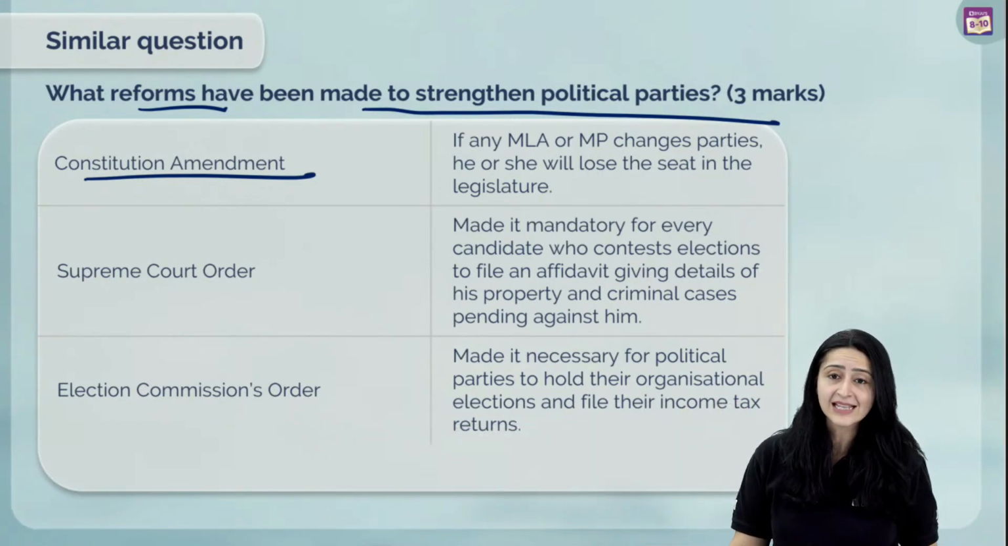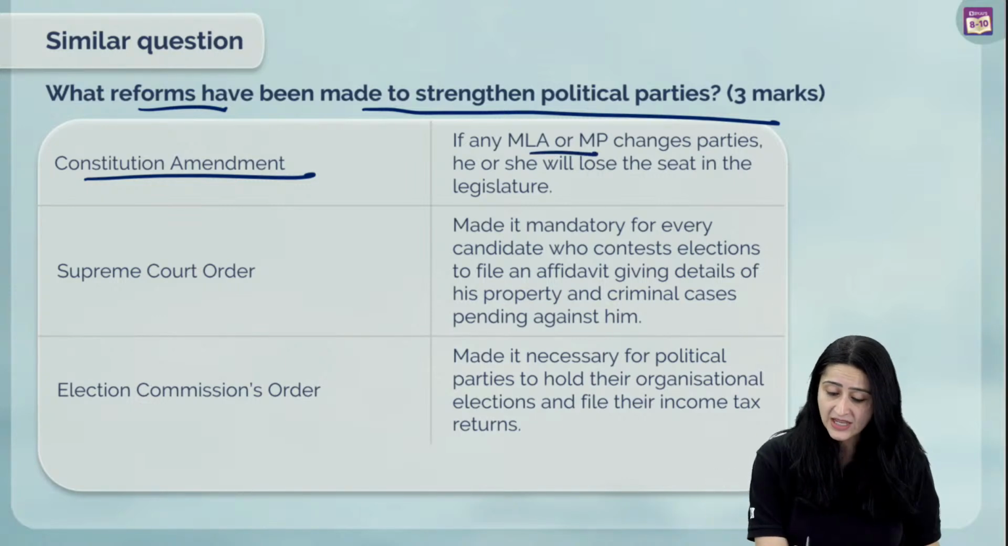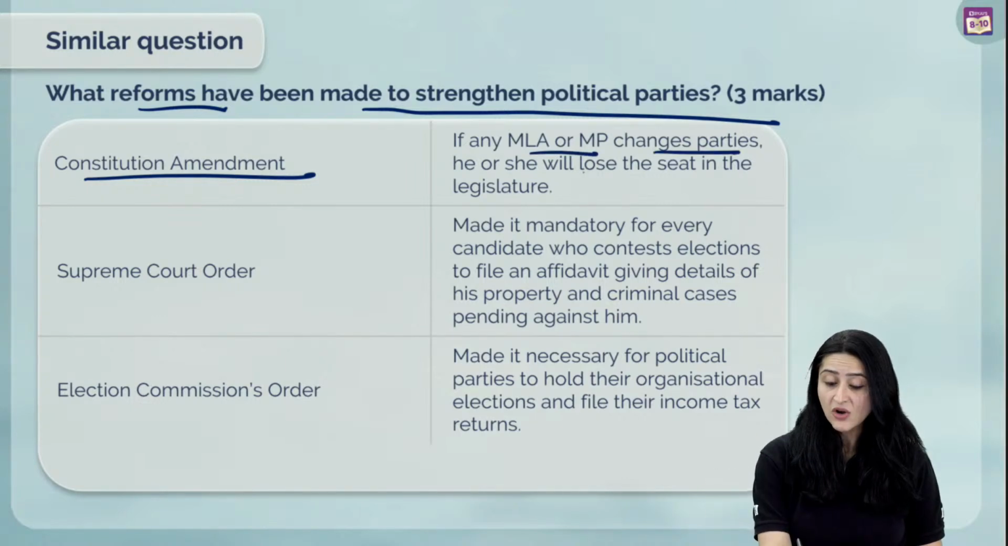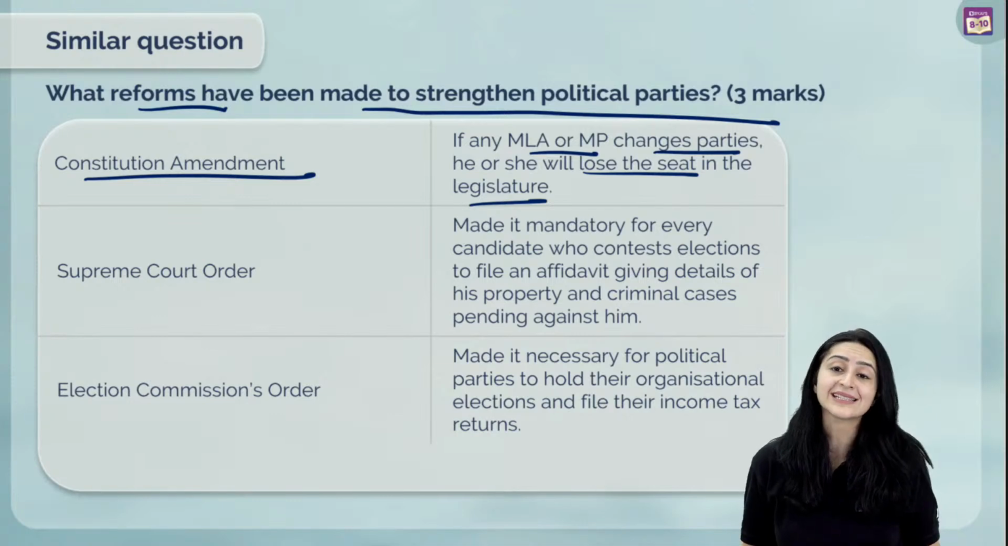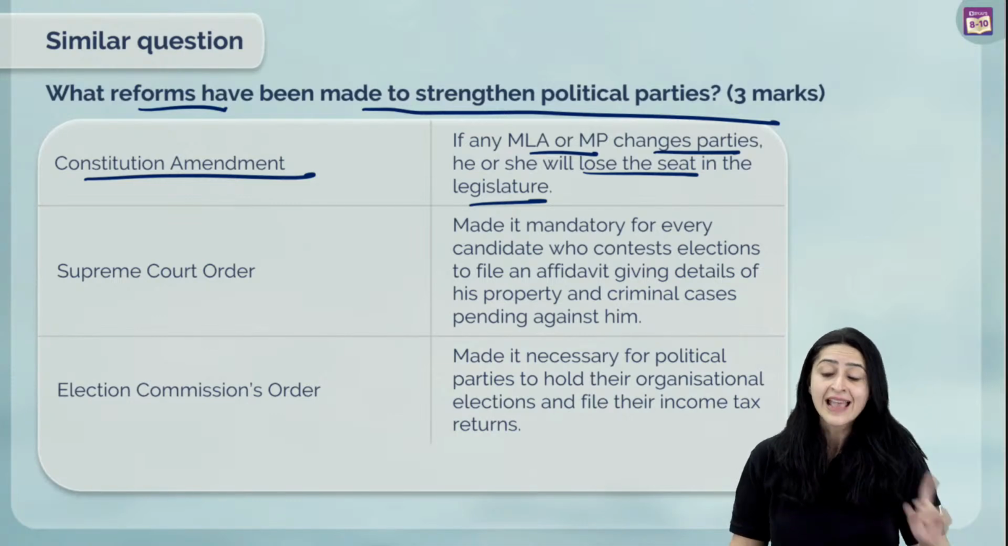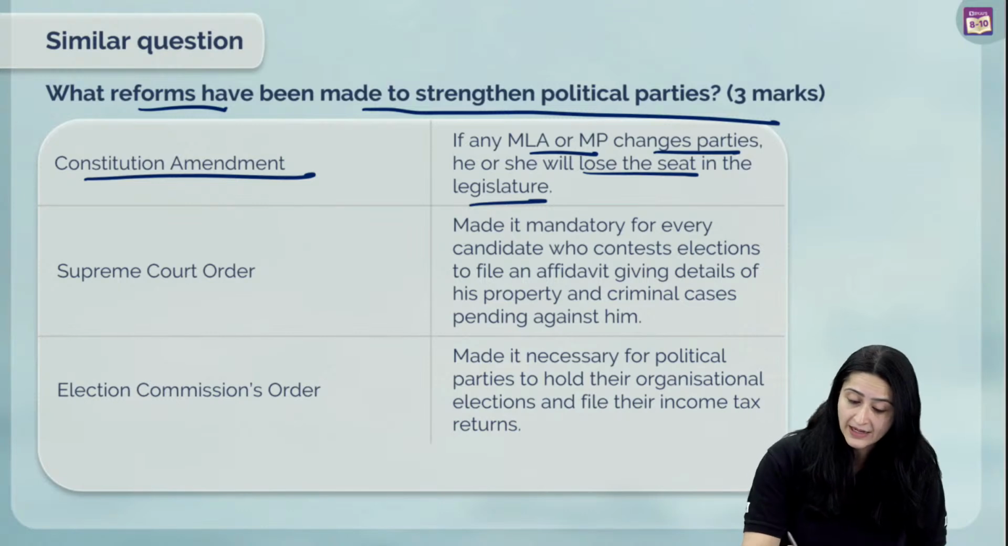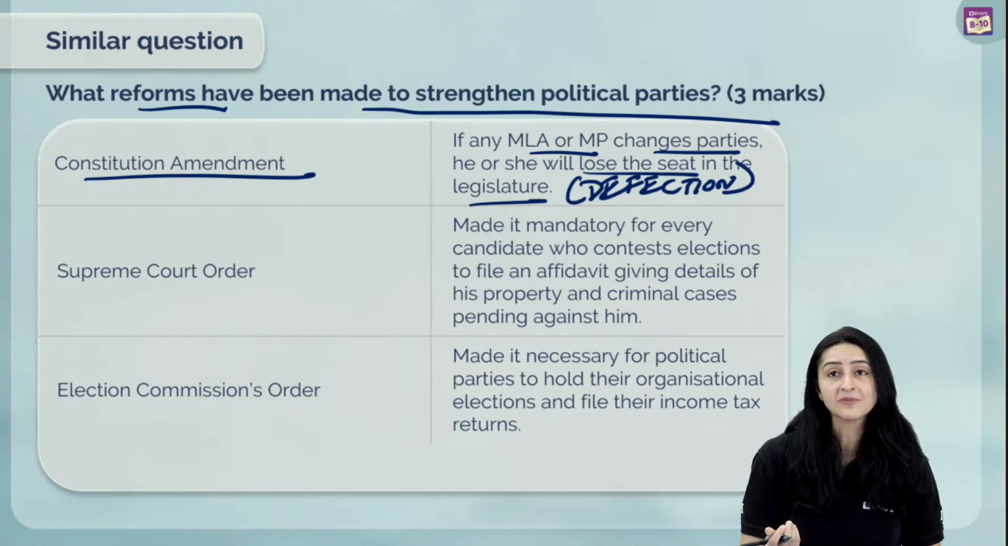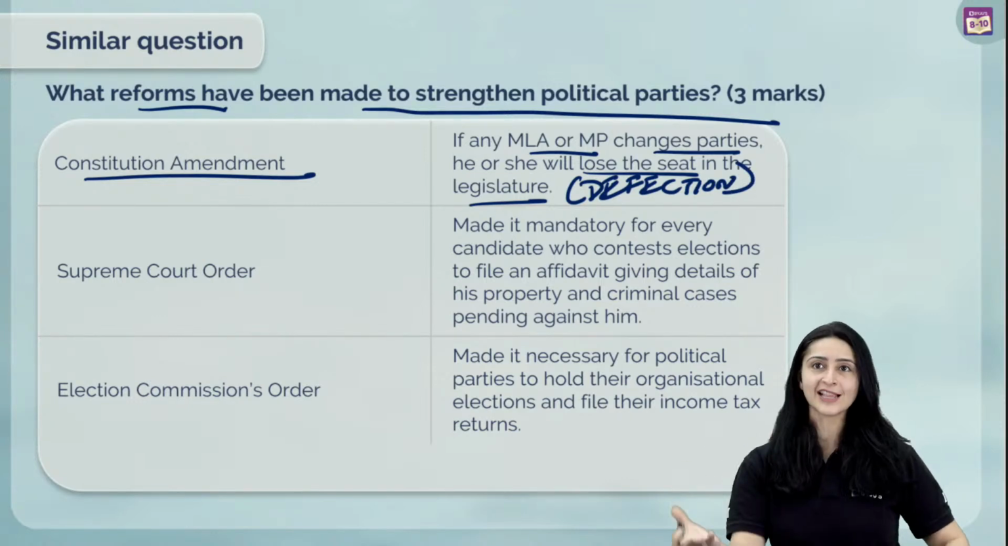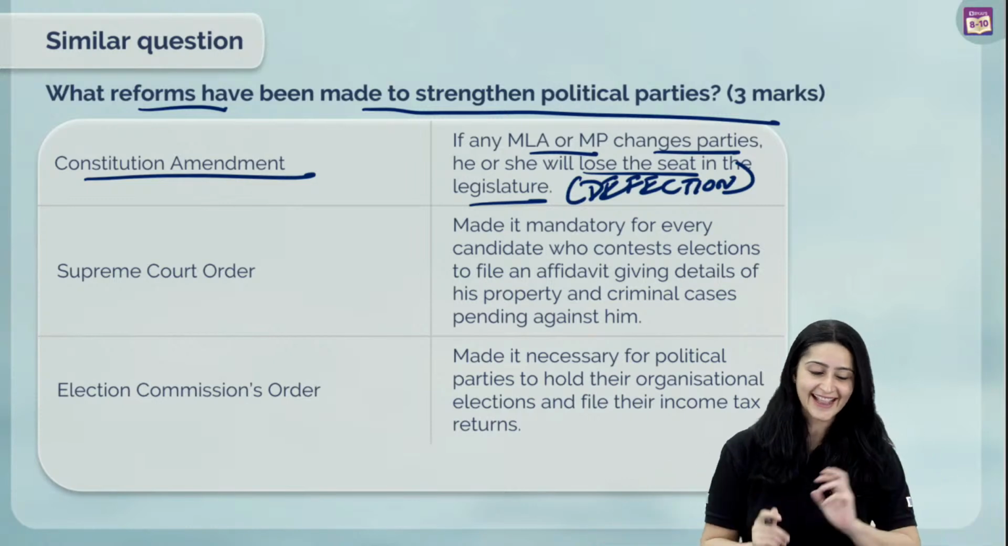Constitution amendment means that if any MLA or MP changes parties, then what will happen to him or her? They will lose their seat in the legislature. And this is an amendment against the practice of defection. It is a provision against defection, right? Because sometimes what happens is people come to power and then they change their party. So this is against that.